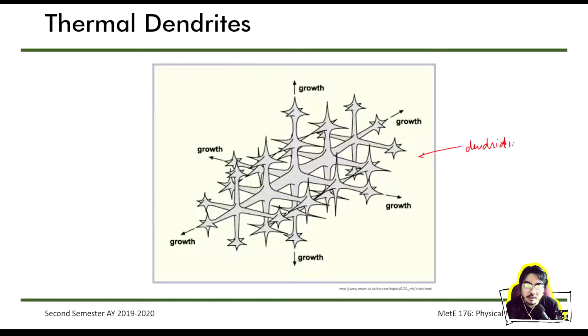Dendritic. Comes from the Greek word dendrite ata. Nakalimutan ko yung Greek word, pero basically it means tree-like yung growth niya, no? Okay, so this is specifically caused by supercooling or the effects of thermal gradients. Ang tawag natin sa mga dendrites na to is a thermal dendrite. No? So this is how those thermal dendrites are formed. Okay, so that's for pure solids.